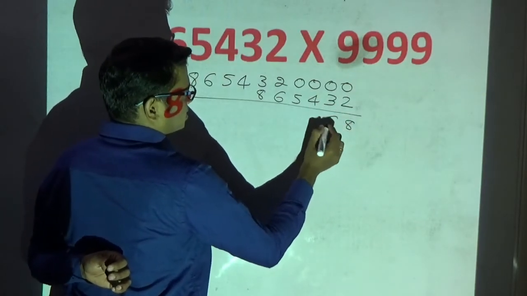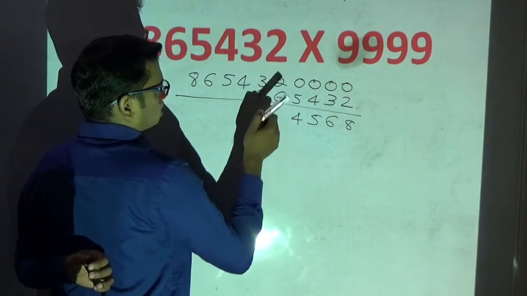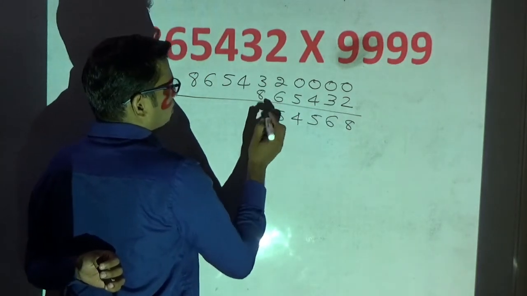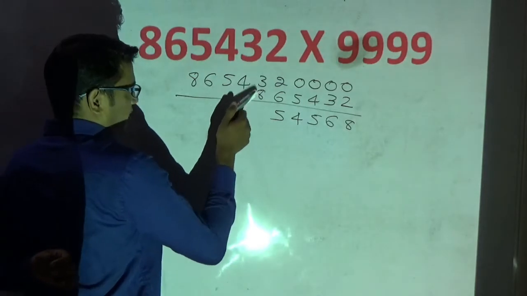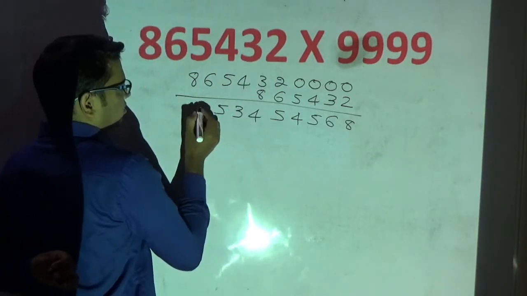9 minus 3 is 6. 9 minus 4 is 5. 9 minus 5 is 4. Okay, here 11. 11 minus 6 is 5. Okay, here 12. 12 minus 8. What is 12 minus 8? 4. Here 3. This is 5.